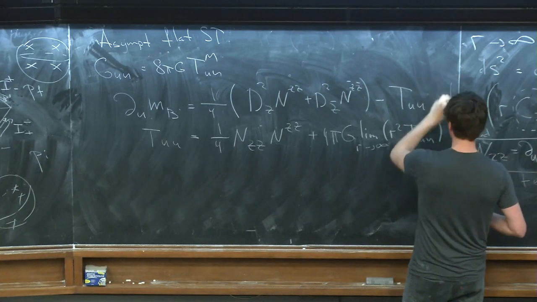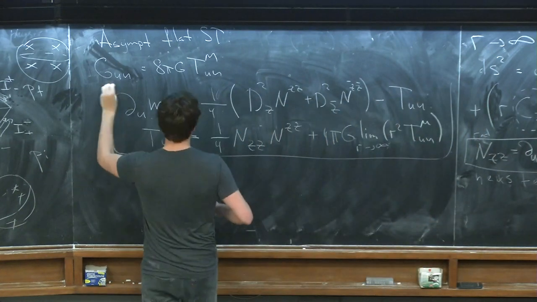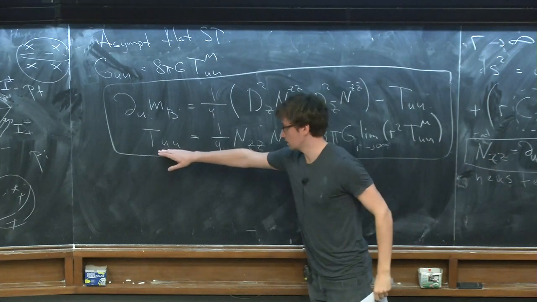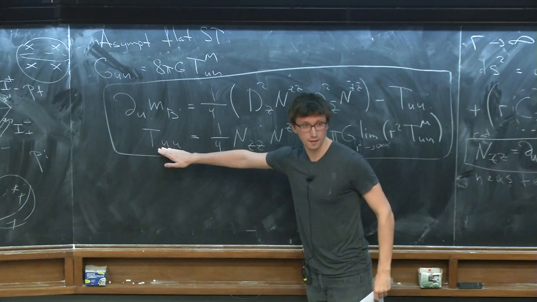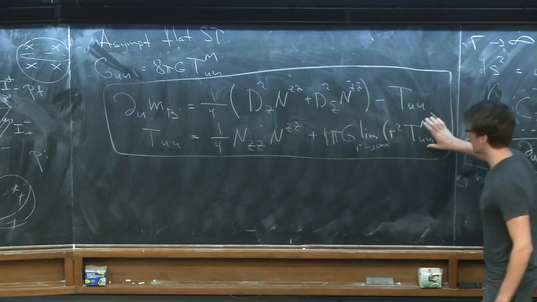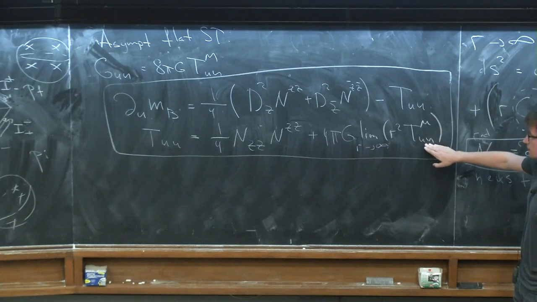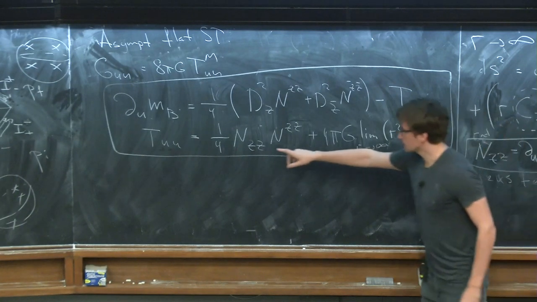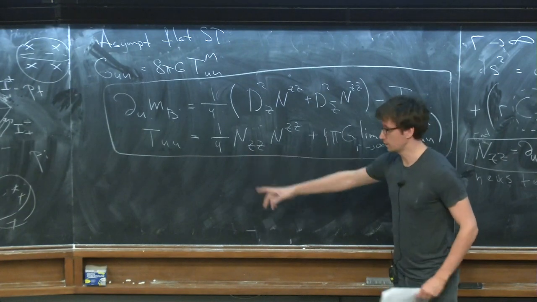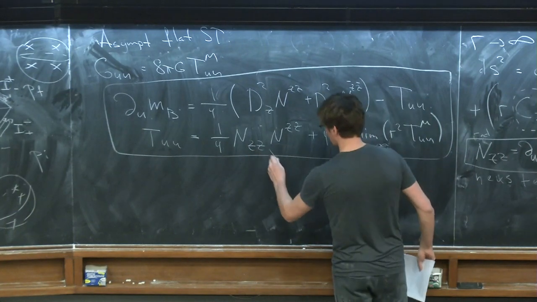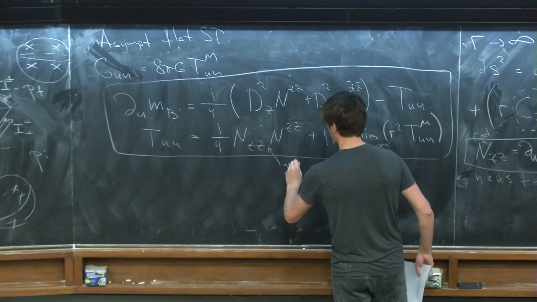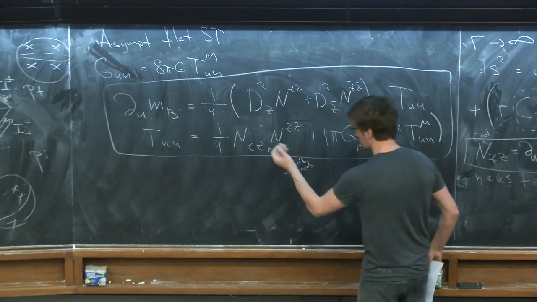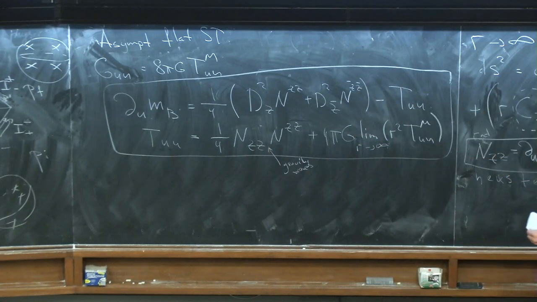Okay, what does it mean? Well, you can think of T_uu as a flux of radiation through null infinity. It has two pieces. If you have some massless particles, you have a flux of massless particles, which is equal to this. And N_zz squared is a flux due to gravity waves. So this is gravity waves. That's why this news tensor is related to gravity waves and it has its own name.